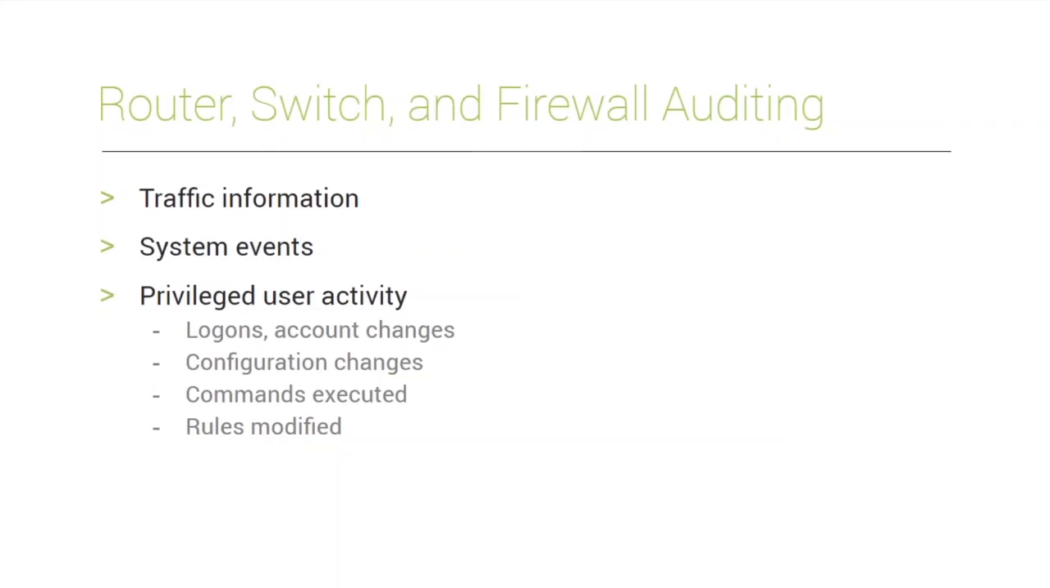So this is really important because a small change on your firewall, let's say a small rule change, could actually result in a big loophole which allows an attacker to get into your network. So it's very important to monitor user activity as well. So the types of user activity would be device logons, account changes such as user accounts that are added or deleted, configuration changes, rules that are added and changed, and so on.